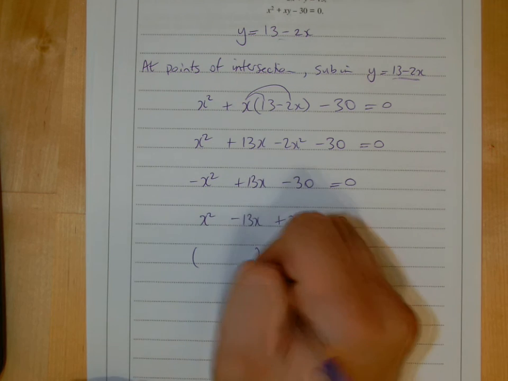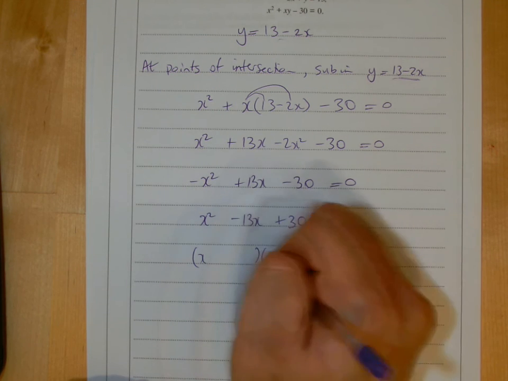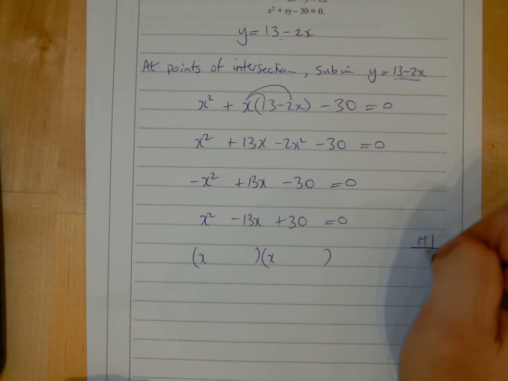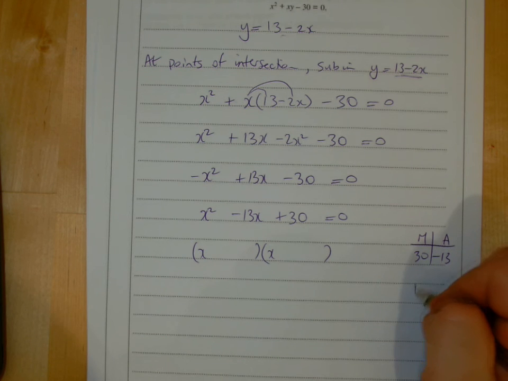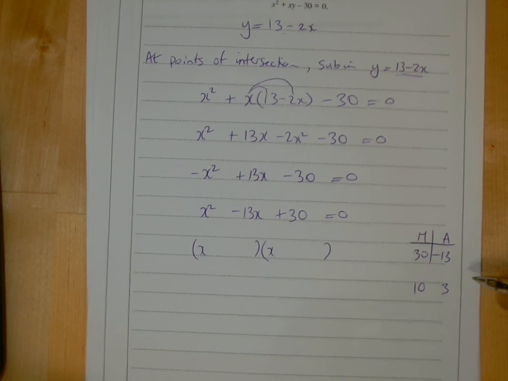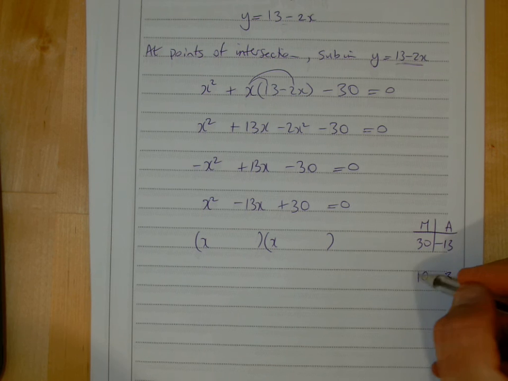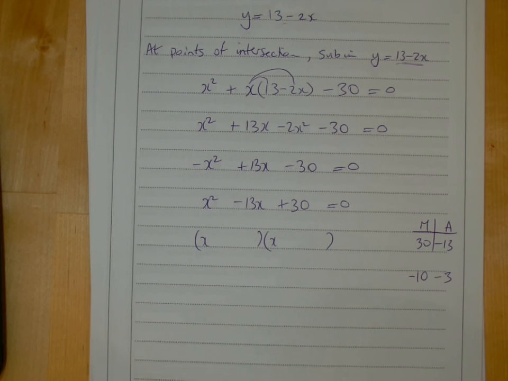Factorize it. Two numbers that multiply to give 30 and add up to give minus 13. Let's think about it. 10 and 3, I'm thinking straight away. 10 and 3, does that work? Yeah, they both have to be minus, wouldn't they? Both have to be minus to get minus 13. And that multiplies to give 30, doesn't it? Yeah, that works.